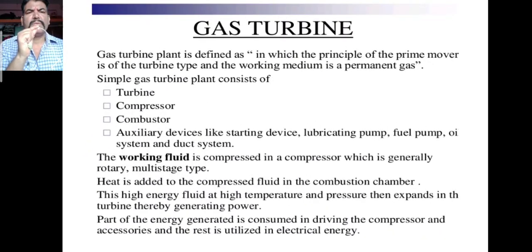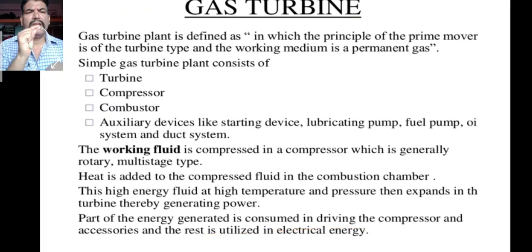Next, gas turbine. What is actually a gas turbine? A gas turbine plant is defined as one in which the prime mover is of the turbine type and the working medium is a permanent gas. So when the turbine is working on the strength of gas, that is actually called a gas turbine.